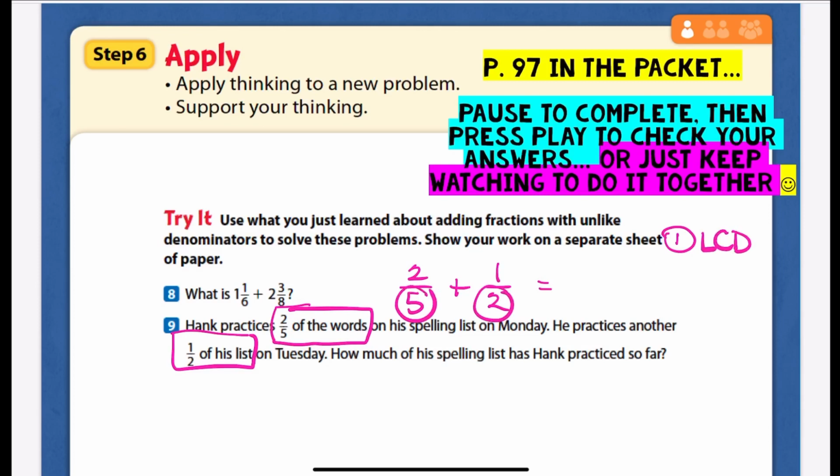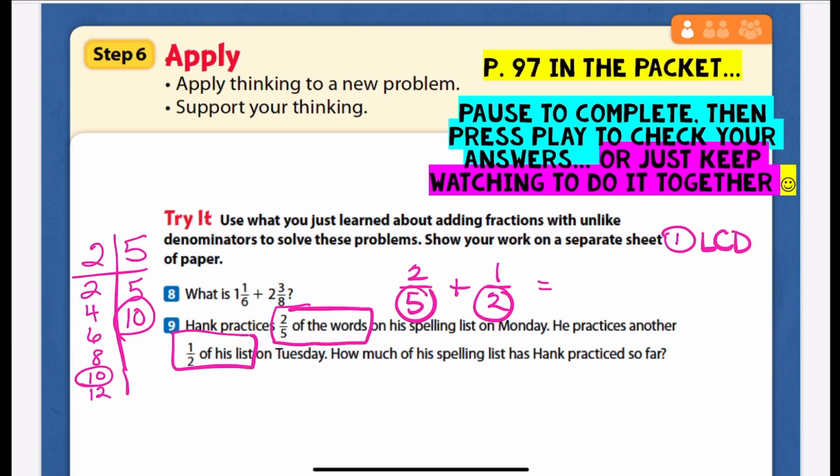We need to get a least common denominator. So again, let's go ahead and list it out. Count by twos: 2, 4, 6, 8, 10, 12. Count by fives: 5, 10. Whoop, we can stop. That was a quick one. So 10 is our common denominator in this case.